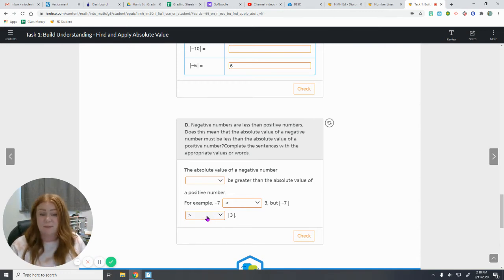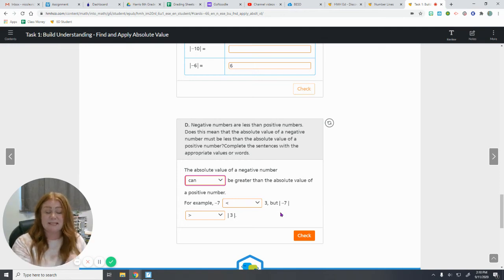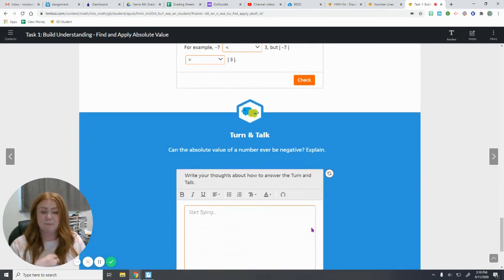Not always, but sometimes. So the absolute value of a negative number can be bigger than the absolute value of the positive number. So the value is still smaller, but the absolute value, how many places it is from 0, can change sometimes.